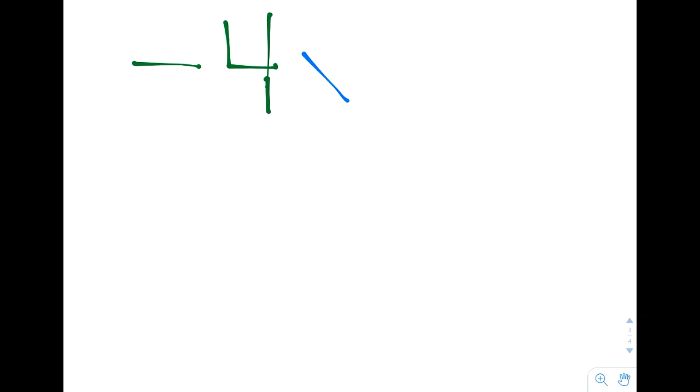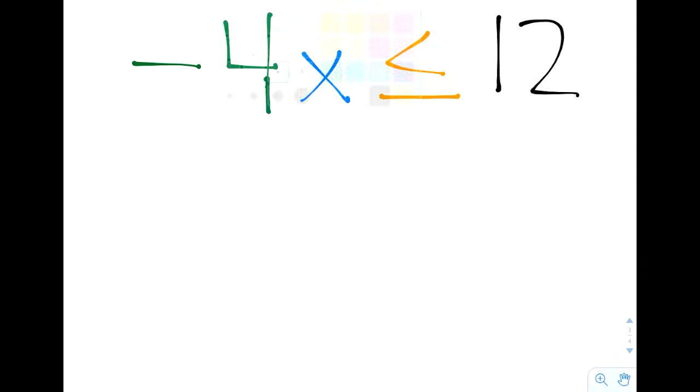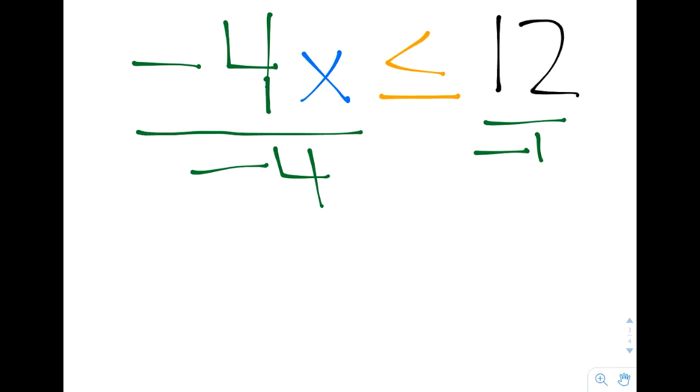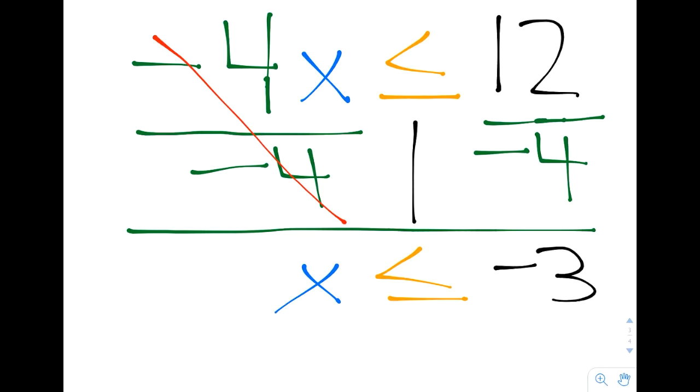Unfortunately, when the coefficient is negative, you have to do something a little bit different. In this example, the coefficient is -4, so x is being multiplied by -4. First, divide both sides by -4. You should get x is less than or equal to -3.